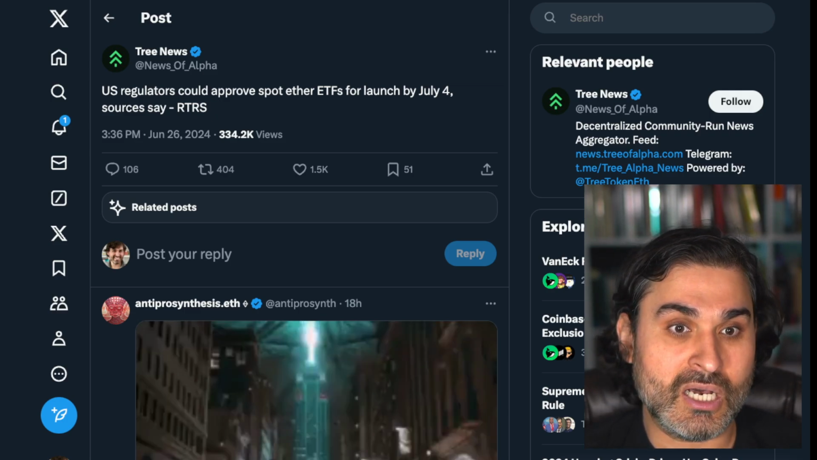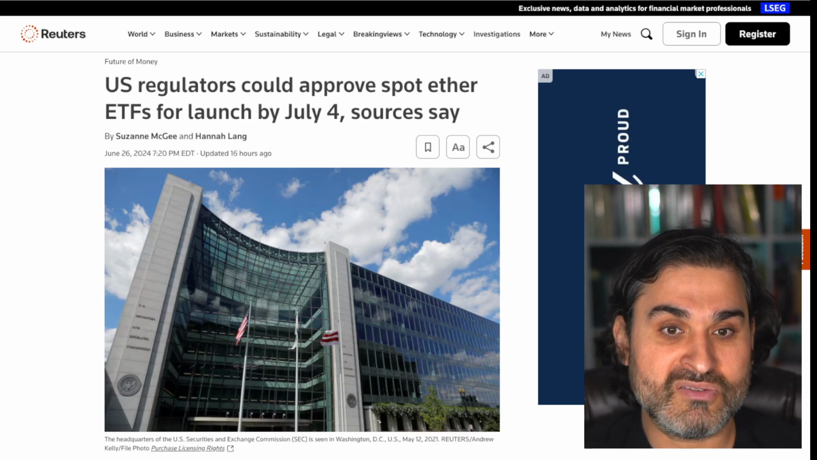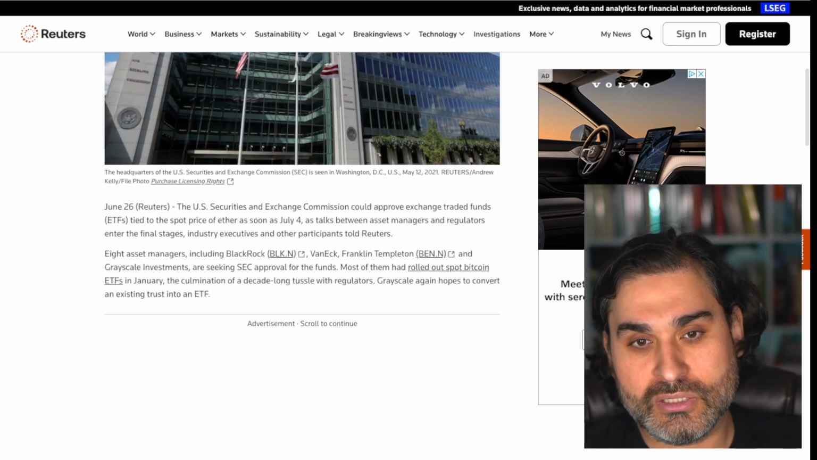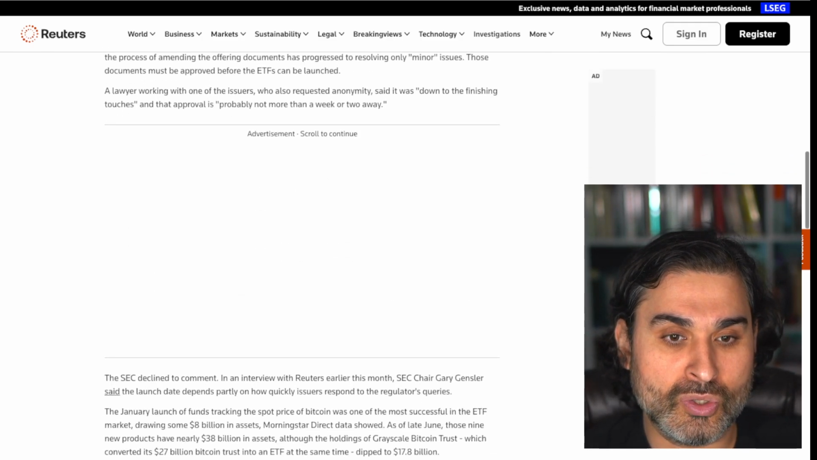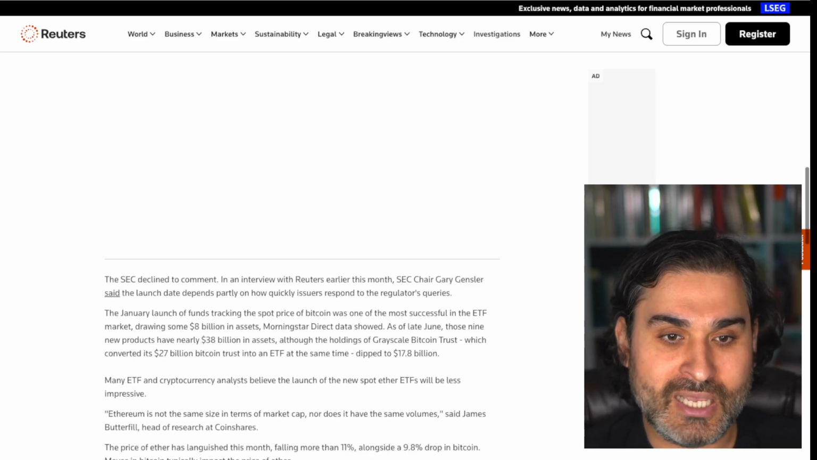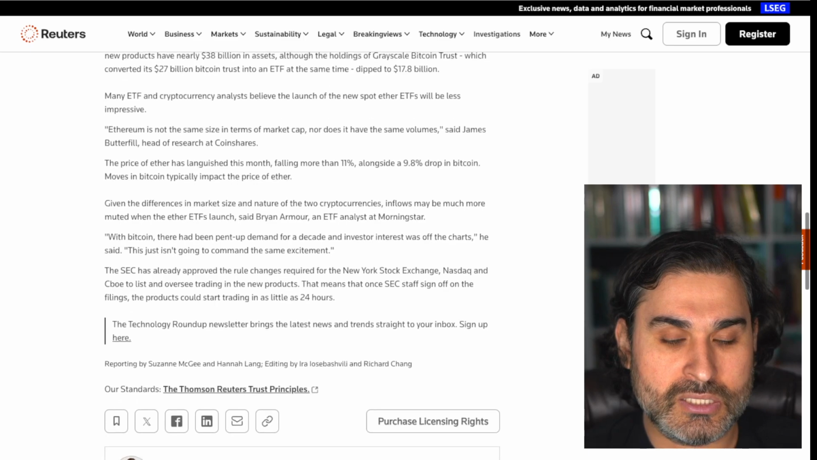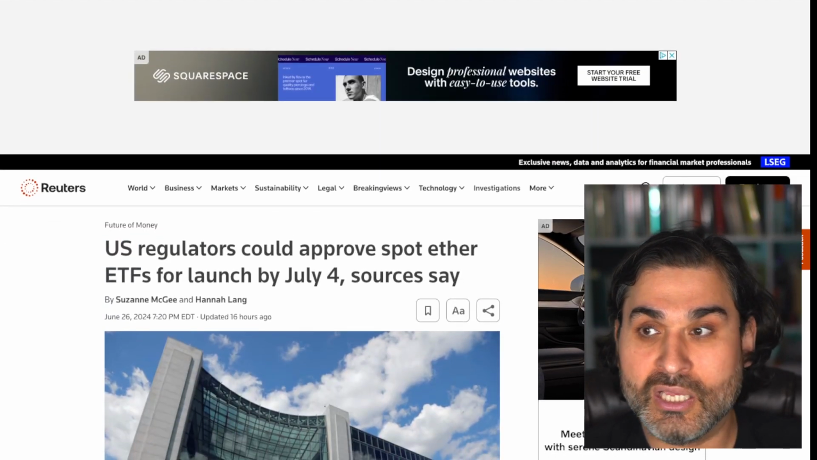And then we have this article as well from Reuters saying US regulators could approve spot Ether ETFs for launch by July 4th, sources say. So of course July 4th is a public holiday, like I just said. If you want to read this Reuters article, you can go and have a look. But the SEC of course have declined to comment, and there's good stuff happening. So if you are waiting for the ETF to start trading, hopefully it'll be soon.